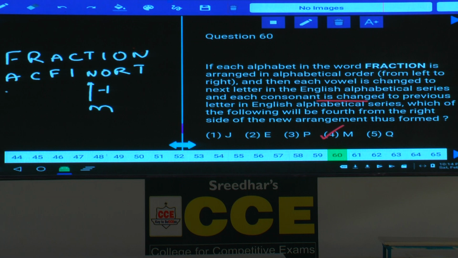For this one, no need to write down all the elements. Here the question is about only the fourth from the right. Now we need to identify only the fourth one. Clear now? Hence, what is your answer? Choice 4. Question number 60, it is choice 4.